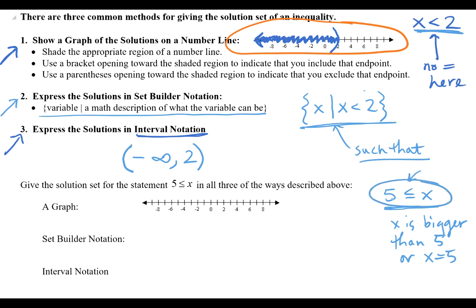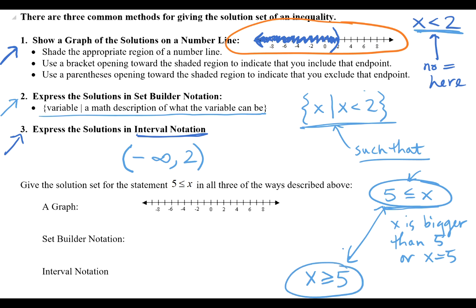Now, the way I wrote it there, 5 is less than or equal to x, could also be interchangeable with x is greater than or equal to 5. If you put it on this side, you need to make sure it still opens to the same number. Make sure the inequality symbol, if you write it the other way, still opens to the same number.